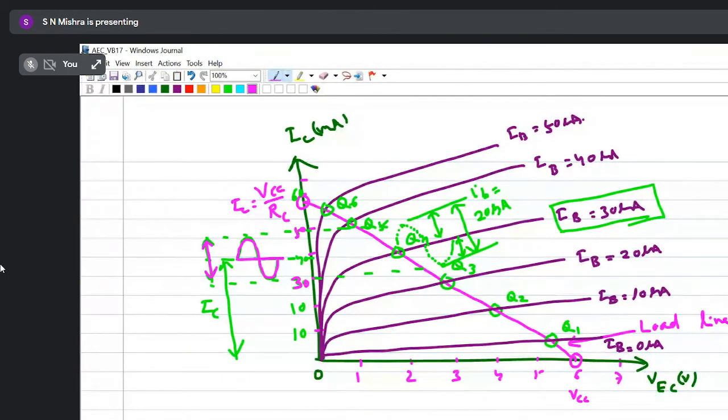Are you able to hear or not? Yes, sir, we can hear you. Tell me, what is the peak to peak voltage? Peak to peak voltage calculation also you don't know.